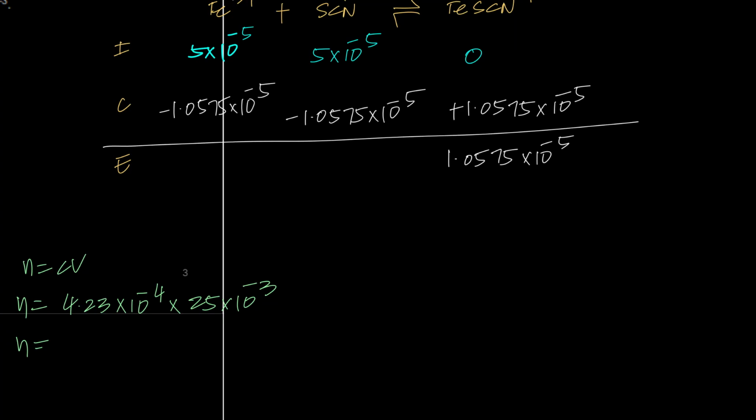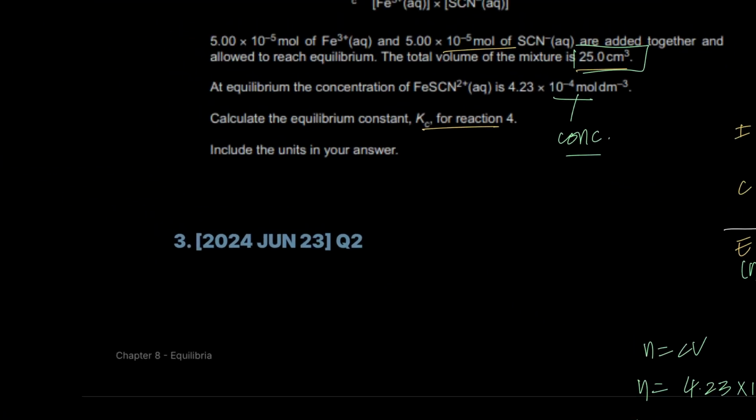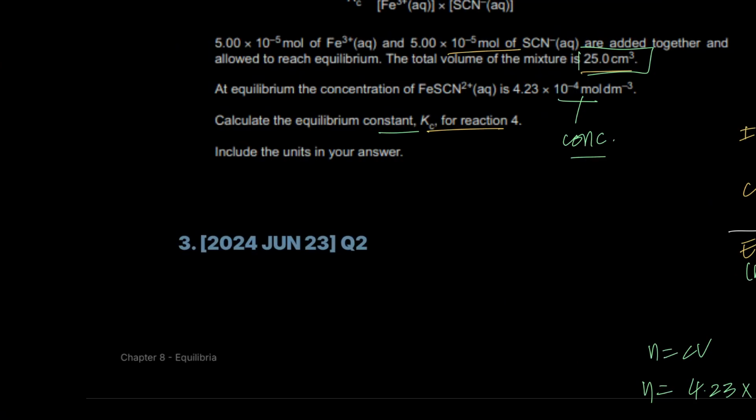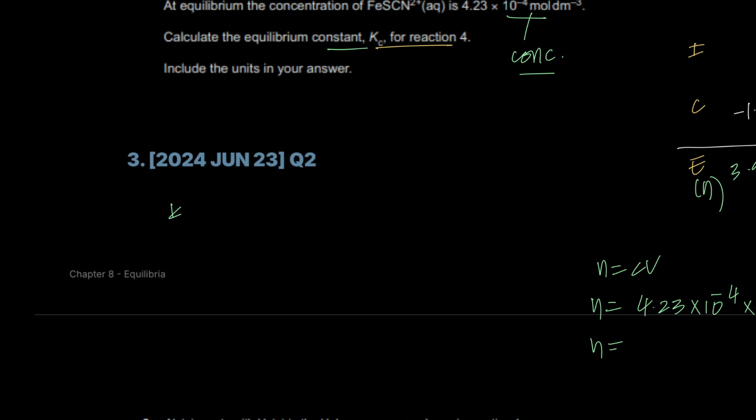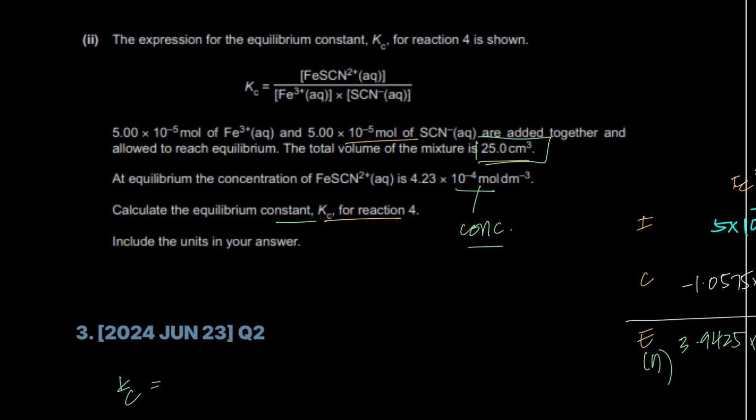What do you get, sir? Calculate the moles at equilibrium. Yes, help me out. I get 3.9425 into 10 to the power minus 5. Done? So these are the moles at equilibrium, please. And what does he want? He wants the Kc value. What's the Kc value? He's already written the expression for me.